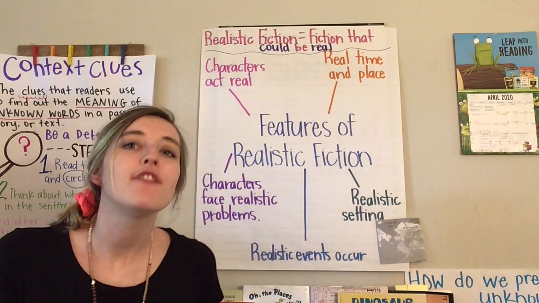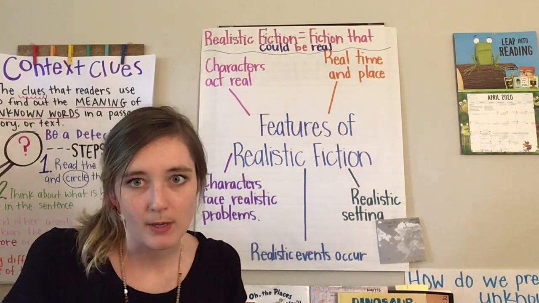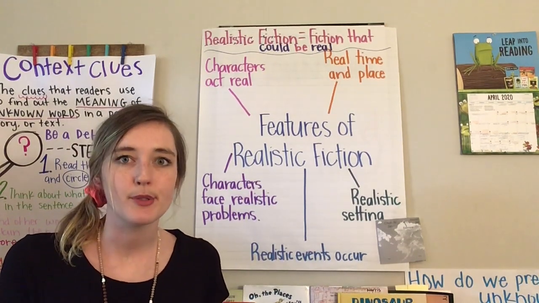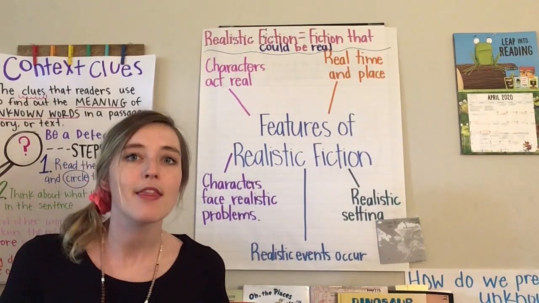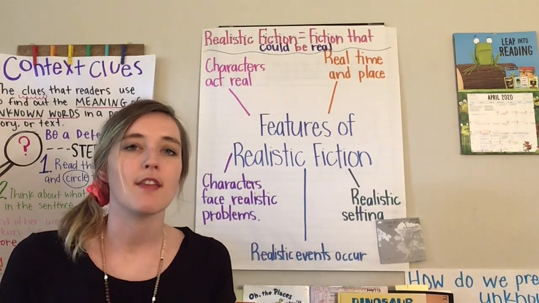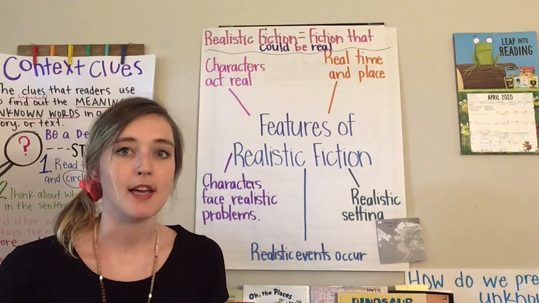Okay, and the third feature of a realistic fiction is characters have realistic problems. So in a story, there's always a problem and solution. The problem that the character goes through is realistic, meaning somebody in that situation could have that problem. So it needs to be something that makes sense to happen in the real world, which is why it's realistic.